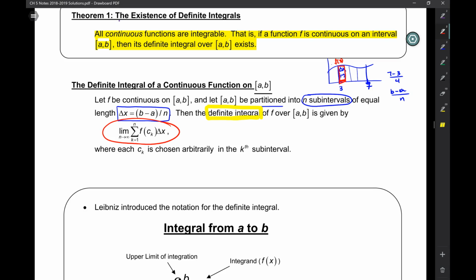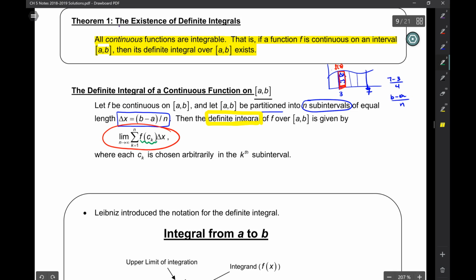All right, so let's think about what this is. This f of c is the height, delta x is the length, and then you add them all up. So what we got here is the area under the curve with rectangles. Now, this is a cute little notation, but it's too crowded.